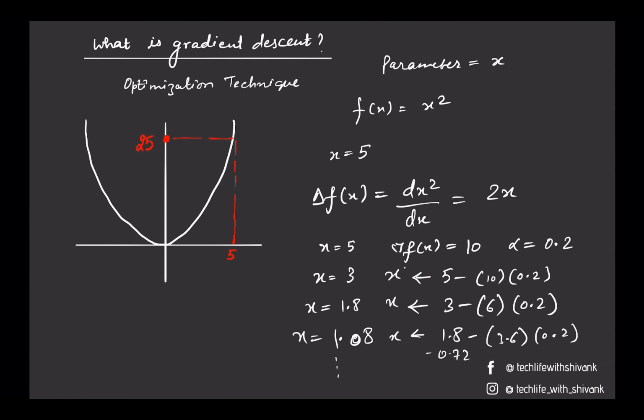So basically we started with x = 5, and then we moved to x = 3, then we moved to x = 1.8, then we moved to x = 1.08, and we are getting closer and closer to the optimal value of x, which is x = 0.